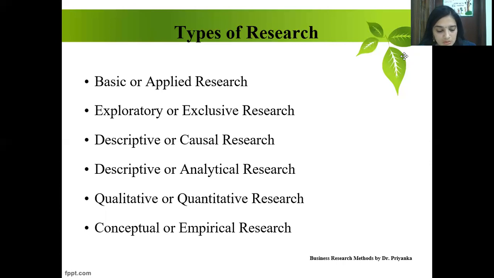Another type is descriptive or analytical research. Descriptive basically is describing things, like we just discussed in descriptive or causal. And analytical research means you will be describing the data plus you will be analyzing the situation properly. Again, we can call them descriptive or causal research. Then comes qualitative or quantitative research. When we are talking about qualitative research, we are talking about quality, and when we are talking about quantitative research, we are talking about quantity. That means we are talking about numbers.